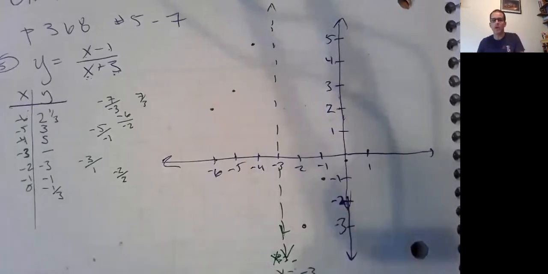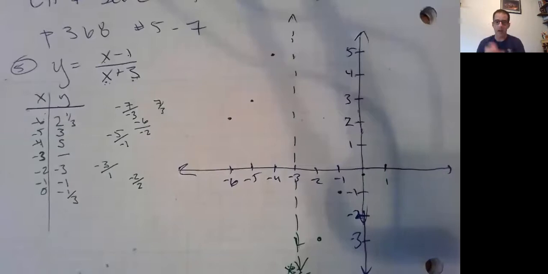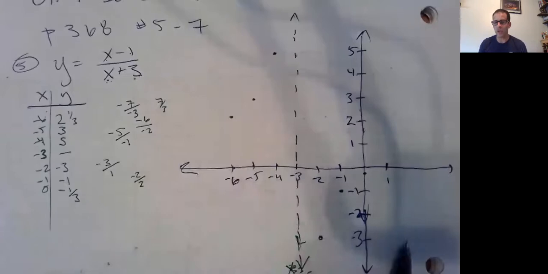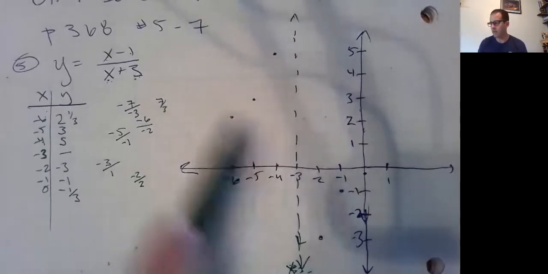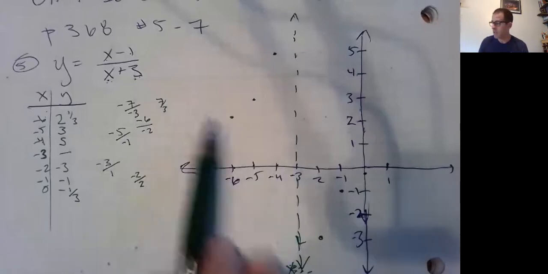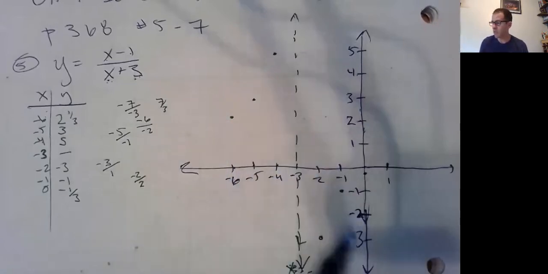Okay, where is my horizontal asymptote? These are symmetrical, right? It's an odd function. I don't think we've talked about that yet. You're going to get to that in pre-calc. It's an odd function, so it's kind of like symmetrical diagonally.